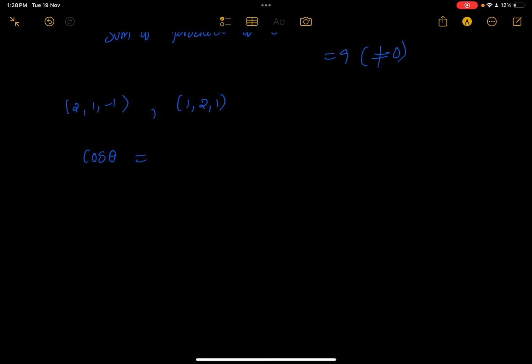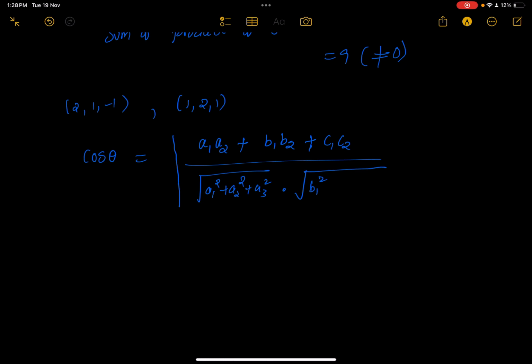If A1, B1, C1 are the DRs of the first plane and A2, B2, C2 are the DRs of the second plane, then the angle between them is given by this: the mod of A1 A2 plus B1 B2 plus C1 C2, divided by root of A1 square plus B1 square plus C1 square, into root of A2 square plus B2 square plus C2 square. The mod gives you the acute angle.